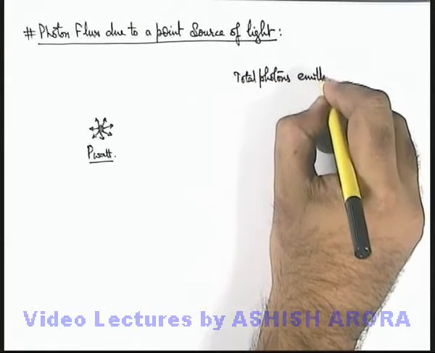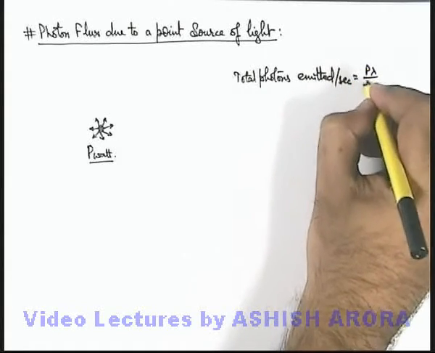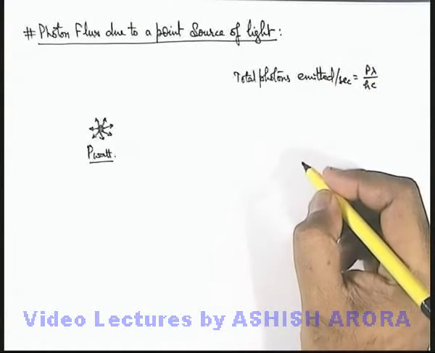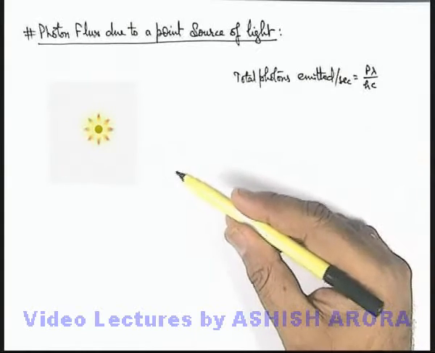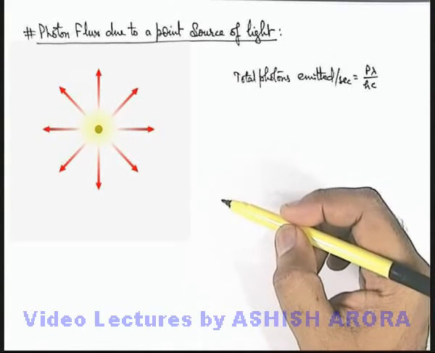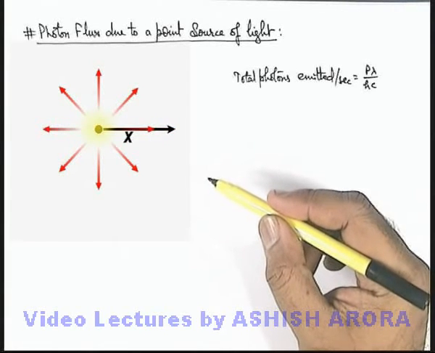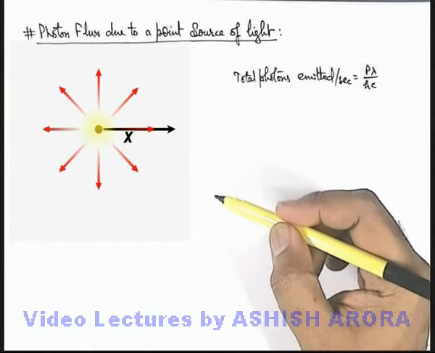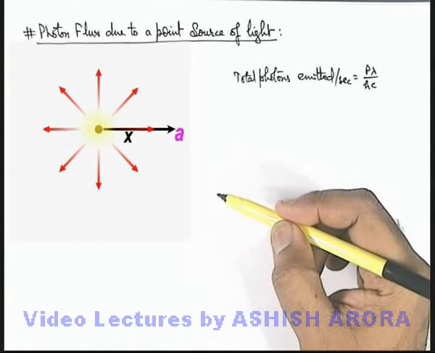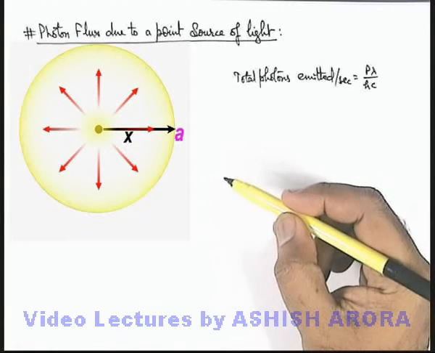emitted per second, this is given as P lambda by hc, which we already studied. And these are emitted in a spherically outward direction, like here you can see the situation. And in this situation, at a distance x from the source, if we consider a point A, then at this point we can see the whole power P is crossing through this sphere, which we can see in this situation.